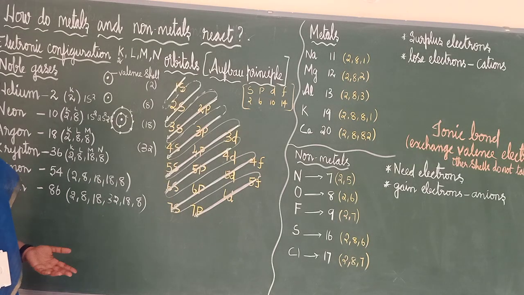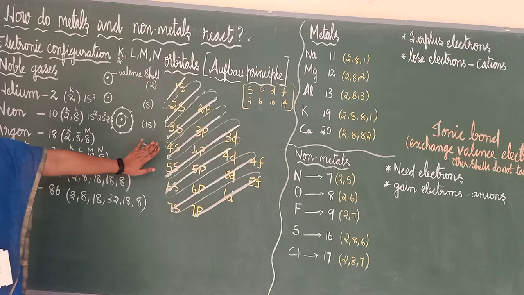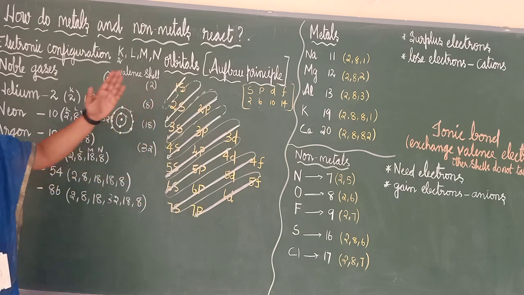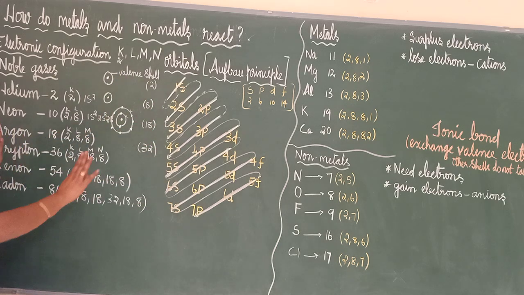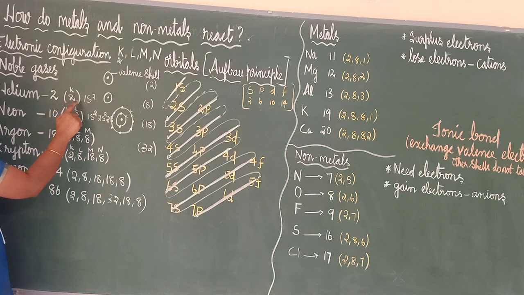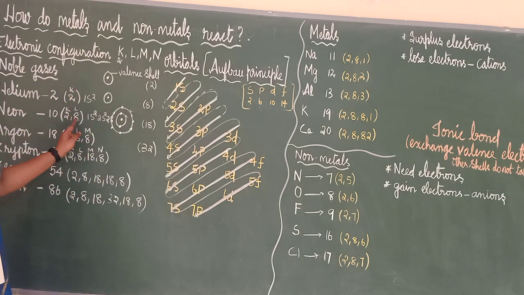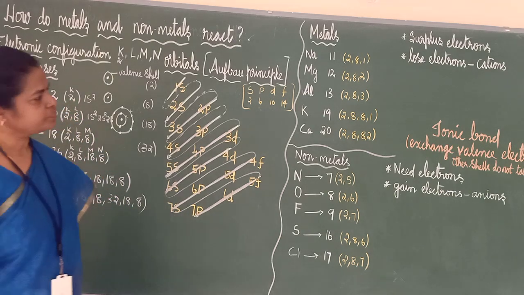You will study it in your higher classes. It is very nice, no? How it is given, the Aufbau principle. So here you just want to know how this is divided. This 2 how it is split, this 10 how it is split, like that we should know it. Stability is maintained in the last valence shell. Here it is 2, here it is 8. Here it is duplet, here it is octet.